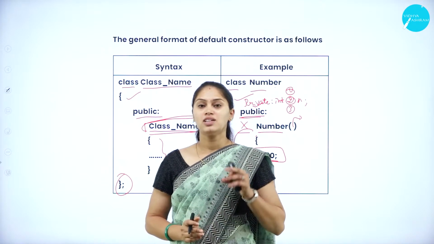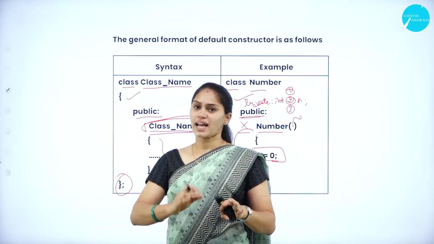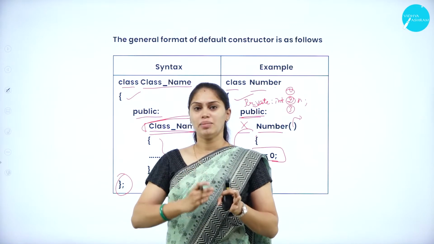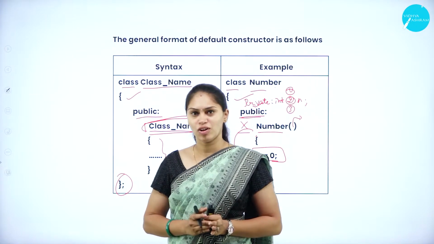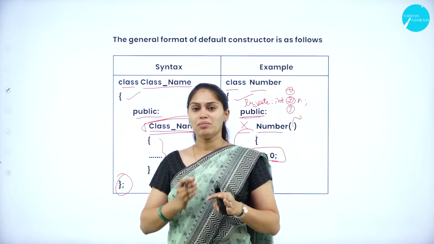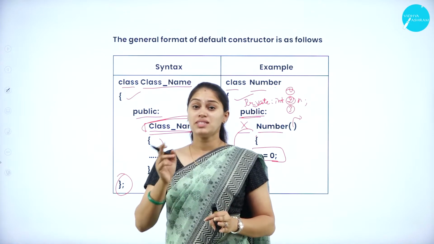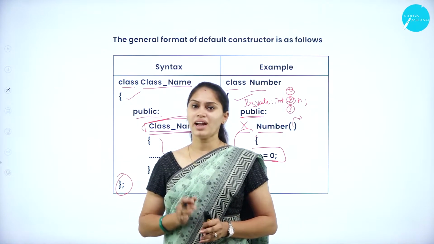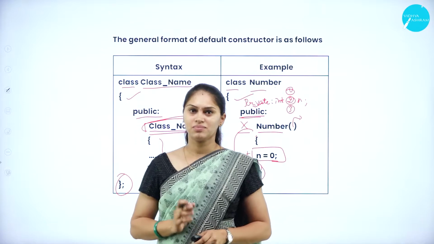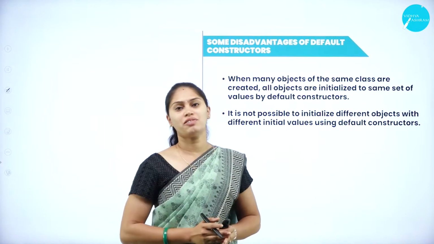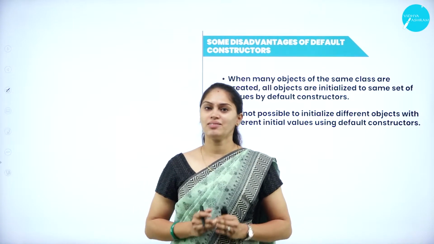So, I repeat. I can create any number of objects for a class, right? By making use of this default constructor, all the objects of a particular class will be initialized to the same set of values. That is nothing but a default constructor. Getting? Now we'll see some of the disadvantages of having this default constructor in our program.